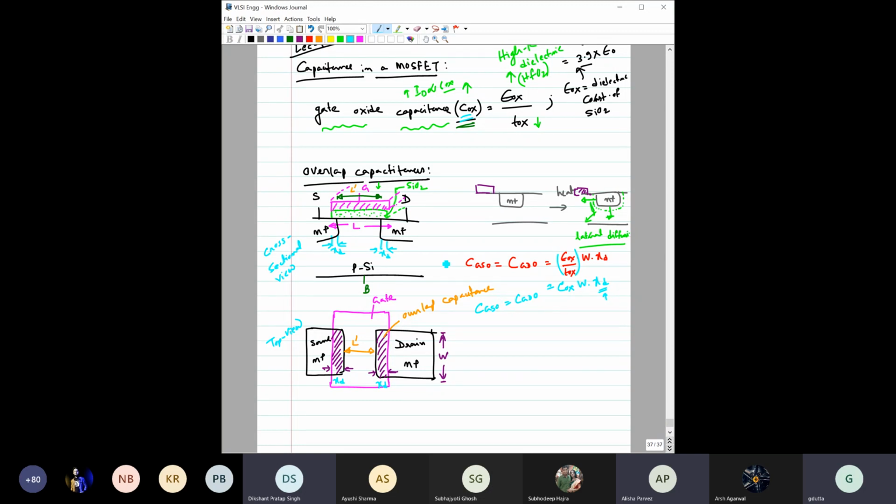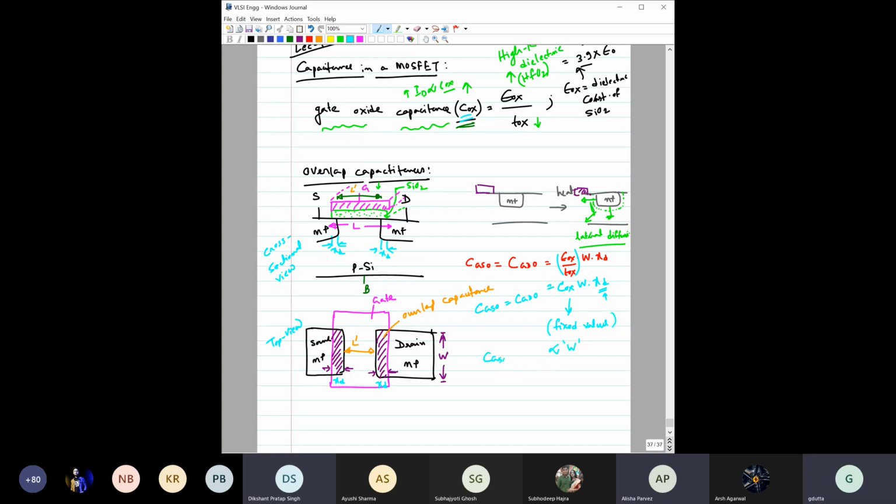And we can always see from here that this is a fixed value. Fixed value in the sense that it is not dependent on the gate voltage. The answer is no, it is not dependent on the gate voltage, and it is linearly proportional to the width.